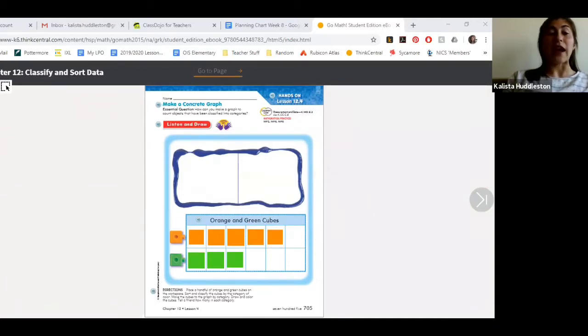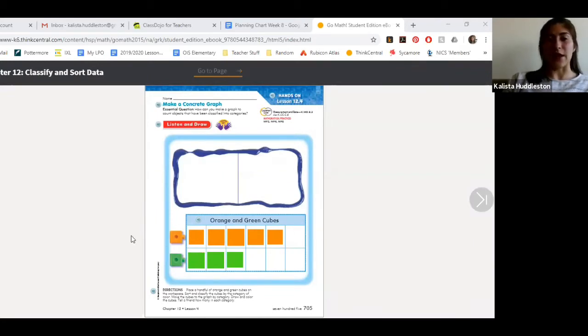Now, before I even count my cubes and see which one is greater on the graph, I can already tell, just like when we learned in measurement, they're both starting at the same place. So which one goes farther? Which one is longer? I can see that my orange one is longer. So there must be more orange cubes than green cubes. The orange cubes are greater and the green cubes are less.